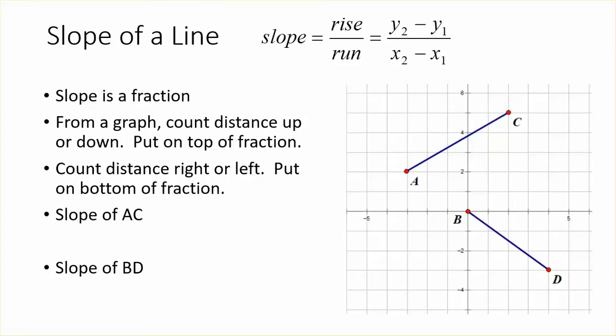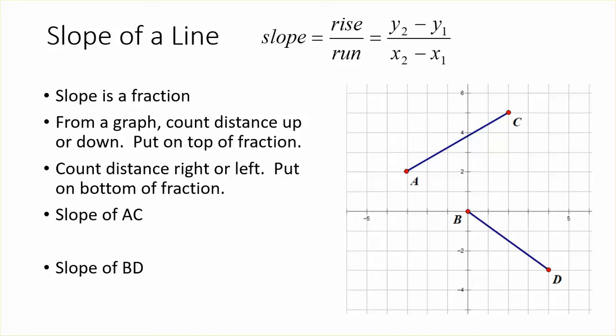We can start by finding slope on a graph. To find the slope on the graph, we're going to count the distance between the points, straight up or down, and straight right or left. The key when we count is to make sure that you start counting at 0. You're counting the total number of squares. We're going to put the distance up or down on the top of a fraction, left and right on the bottom. Let's try one. I want to find the slope of AC.